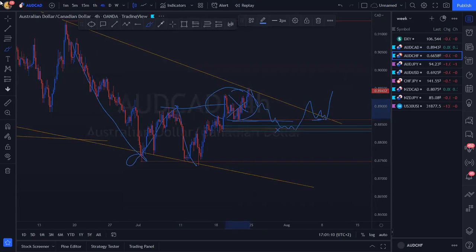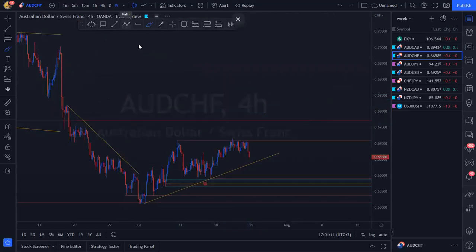Let's go on to some Aussie Swiss franc. I think let's also go up to the weekly. Let me check the chats, just make sure that everyone's good there. No questions in the chats before we move on.